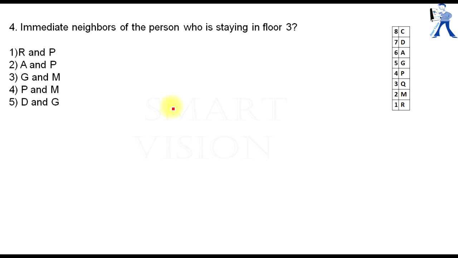So, the immediate neighbors of the person who is staying on floor 3. Floor 3's immediate neighbors are P and M. So P and M is the 4th option.